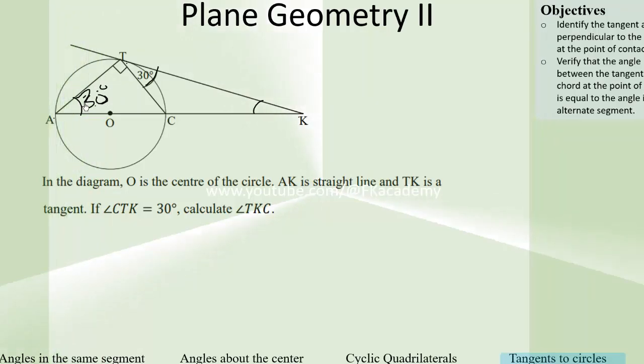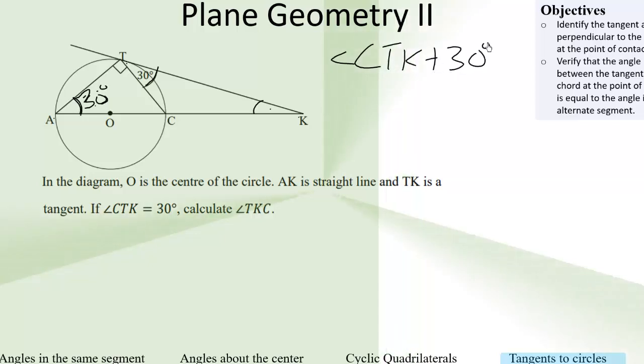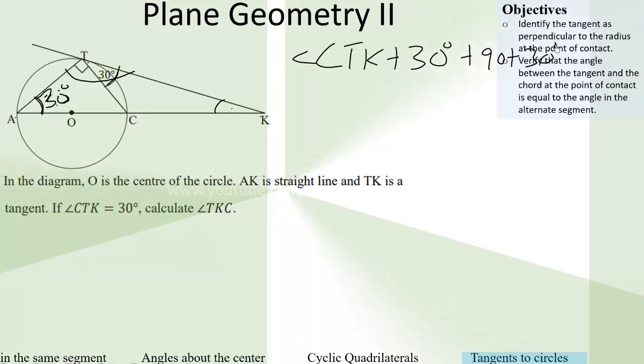So if this is 30 degrees, then we can easily find angle CTK, because angle CTK, when we add it to the 30-degree angle here, and we add it to the whole of this angle, which is 90 plus 30 degrees, we are supposed to get the sum of angles in a triangle, which is 180 degrees.